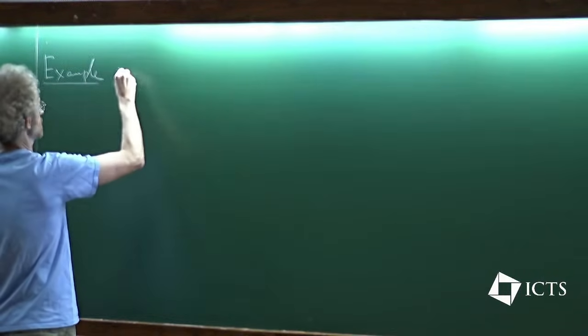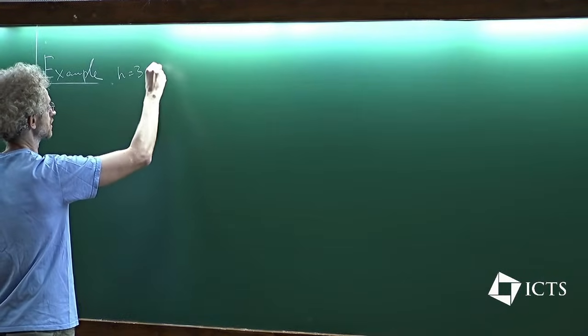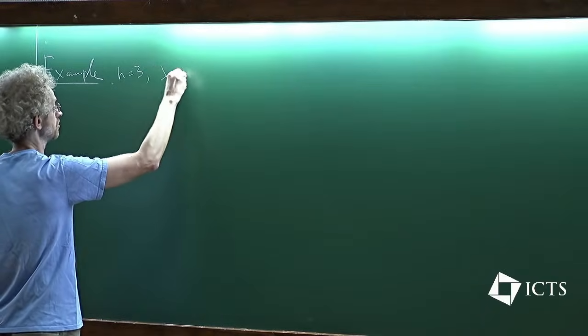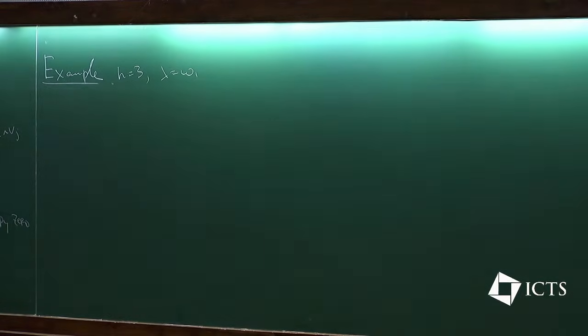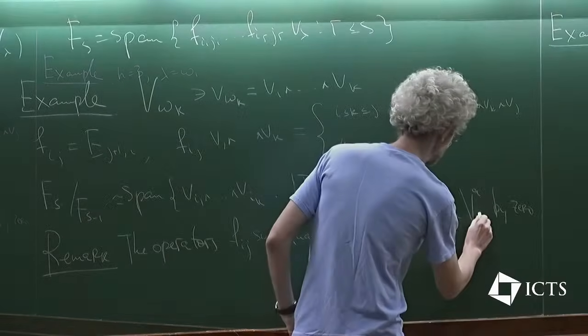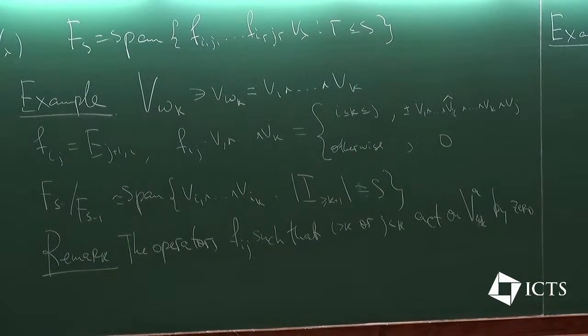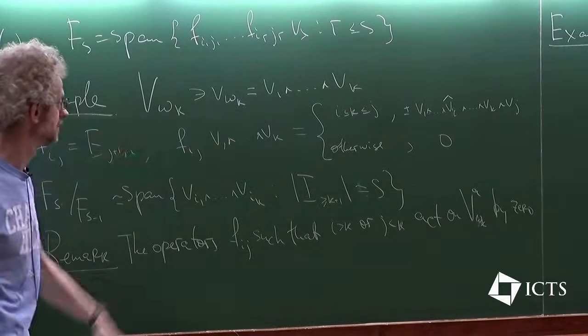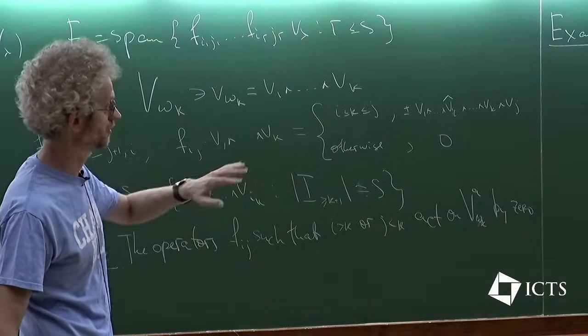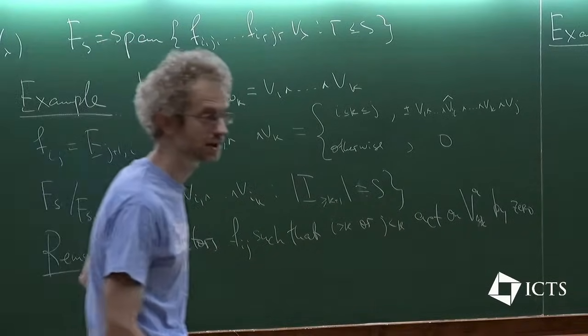So let n be 3 and lambda just omega 1. This is the simplest possible case. Sorry, so our lambda is omega 1. So let me do an even more concrete case: n is 3 and lambda is omega 1.